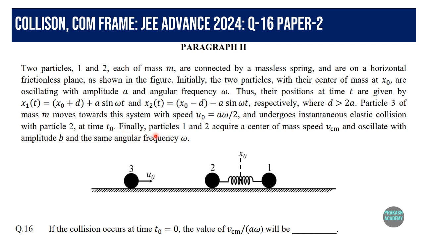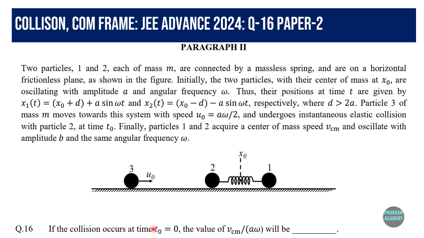Finally, particles 1 and 2 acquire center of mass speed vcm and oscillate with amplitude b and the same angular frequency omega. So once this collision occurs, the center of mass starts moving and has a velocity of vcm, and the system oscillates with a bigger amplitude, let us say b, but the angular frequency is the same, omega.